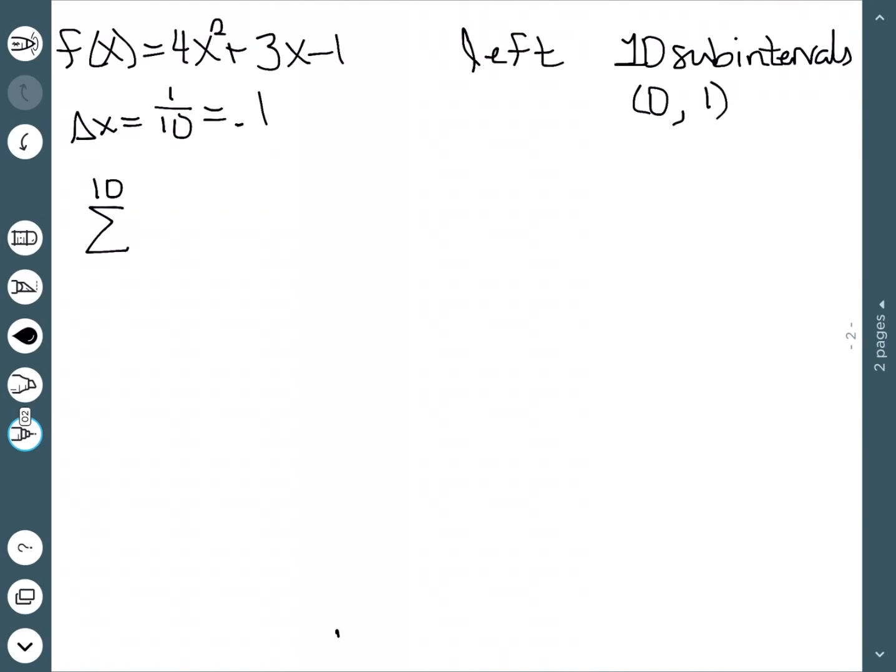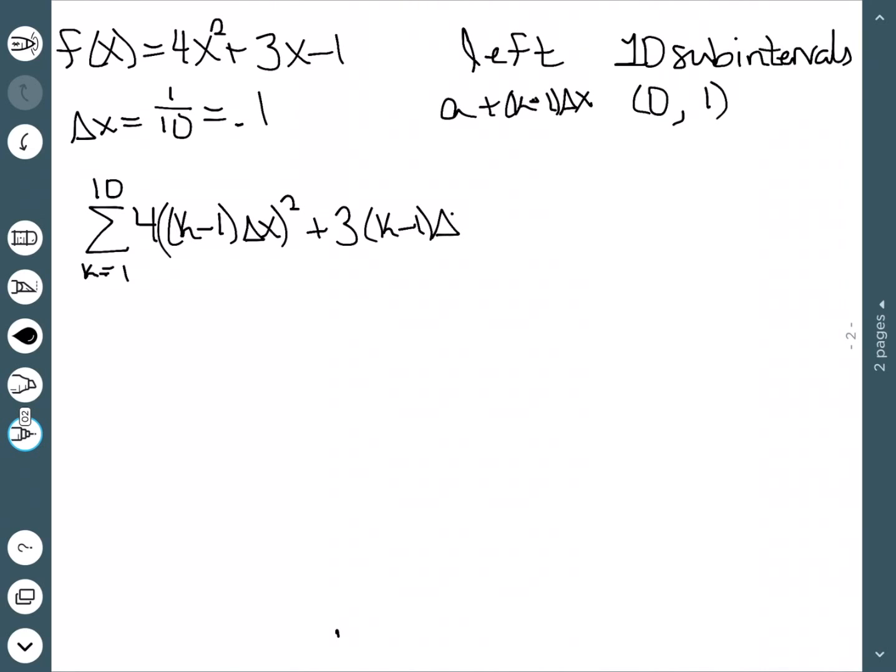I'm then going to sum from k equals 1 to 10. I need to know what my function points are, so this is a, which in this case is 0. For left hand, it's a plus k minus 1 delta x. In this case, a is 0 because that's the starting point of my interval, so it's just k minus 1 delta x. So I have 4 times k minus 1 delta x squared plus 3 times k minus 1 delta x minus 1. And then we multiply the whole thing by delta x.